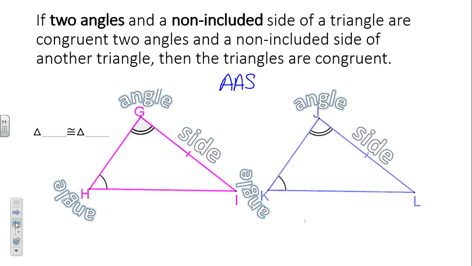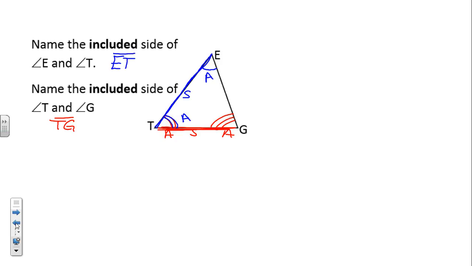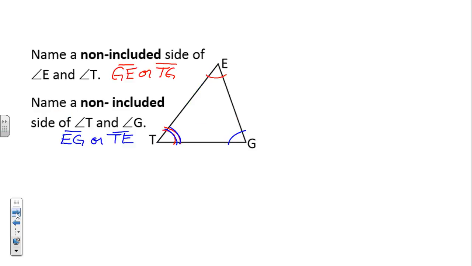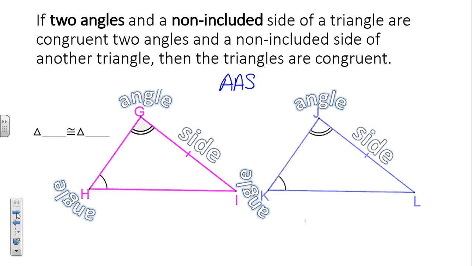Okay, this other one was called angle, side, angle because it was two angles and the included side, the one right next to it. Okay, this one is called angle, angle, side because we have two angles and one of the non-included sides congruent to two angles and a non-included side. Does everyone see how that works?